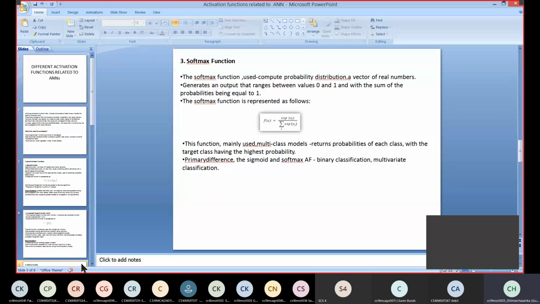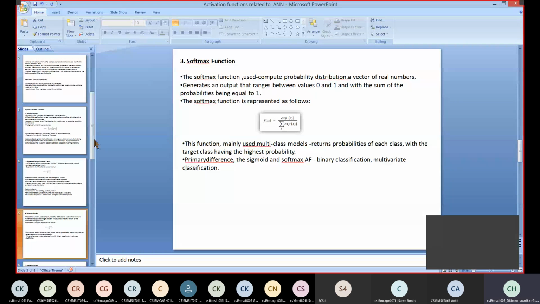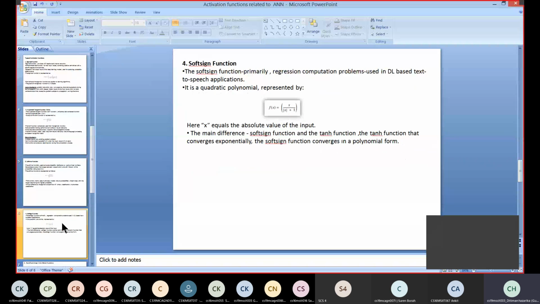And the next one I will talk about is the SOFTSIGN function. The SOFTSIGN function is primarily a regression computational function. It works on regression computation problems, but nowadays it is used in deep learning based text to speech applications. It is a quadratic polynomial, and it is represented by f(x) = x divided by modulus of x plus 1. Here x equals the absolute value of the input. The main difference between the SOFTSIGN function and the Tanh function is that the Tanh function converges exponentially, and the SOFTSIGN function converges in a polynomial form.